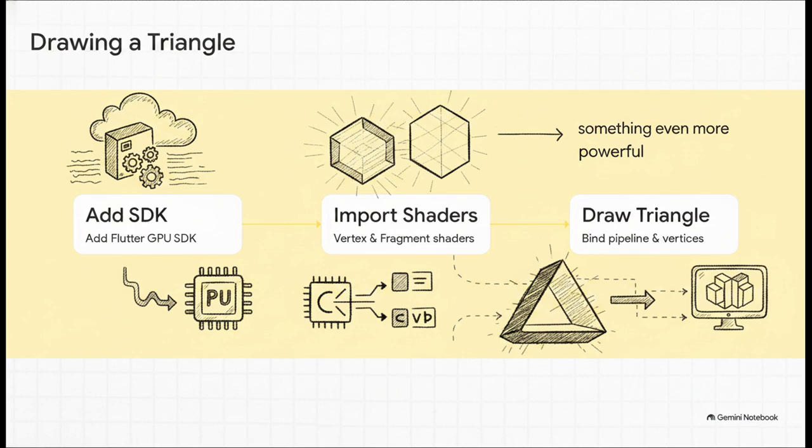To draw a basic shape from scratch, like say your very first 3D triangle, you just add the Flutter GPU SDK, right? And import some simple vertex and fragment shaders to tell the computer where the points are and what color they need to be, and then you just bind your pipeline to draw it to the screen. Bam, you are now communicating directly with the GPU. But it doesn't stop there. Let's look at how this foundation scales up into something even wilder.